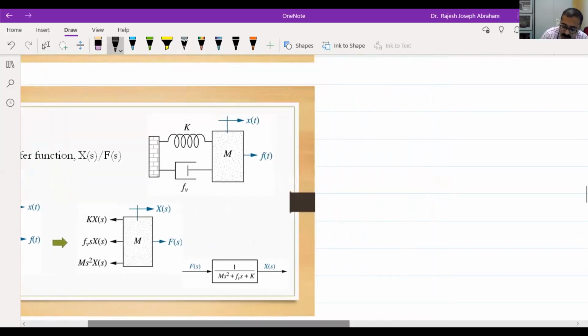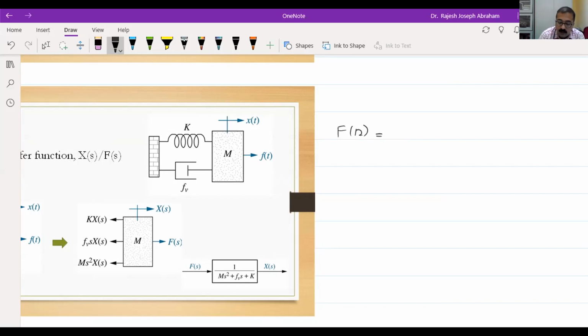Straight away, let's write the force equation. So f of t will become F of s. You can think in another way: applied force must be equal to the sum of the internal forces. Then only it will be in equilibrium. Otherwise, what happens? It will get cut at the spring and dashpot, and it will start moving apart. That's not happening, because the system is in equilibrium. So applied force must be equal to the sum of the internal forces.